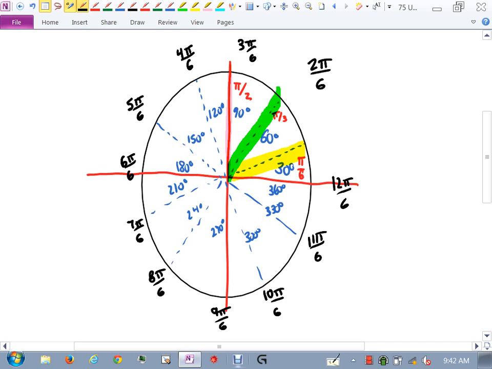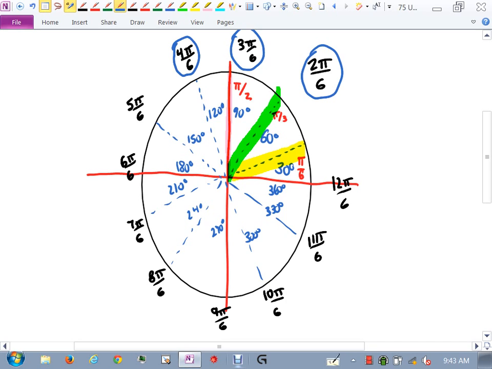So which of these fractions reduce? The 2 pi over 6 reduces to be what? Pi over 3, right? 2 goes into both the 2 and the 6, so that's pi over 3. So that's what you should label your unit circle, pi over 3. And then this one, what's 3 pi over 6? That's really just pi over 2, because 3 goes into both. And then 4 pi over 6, does that reduce?